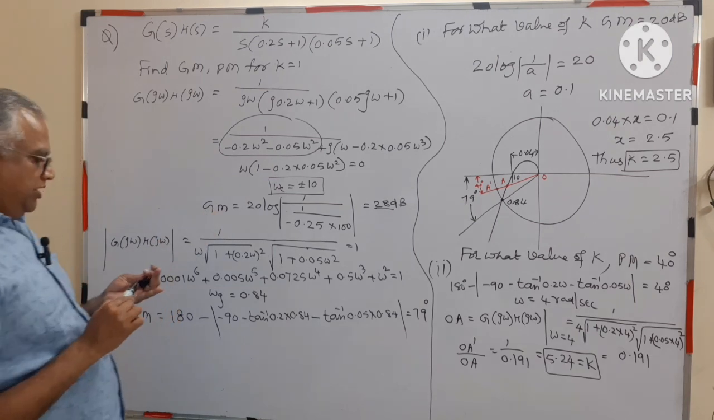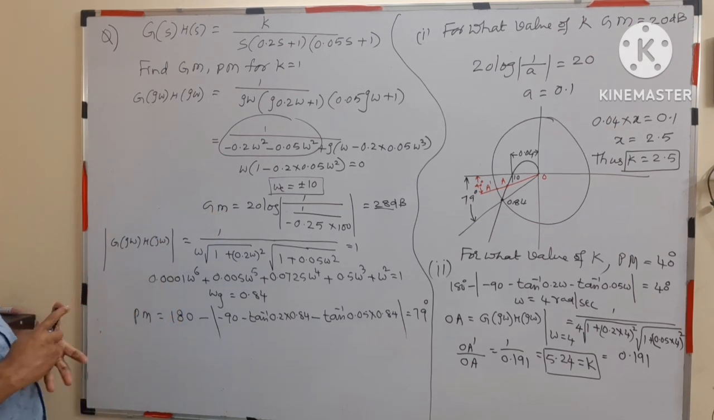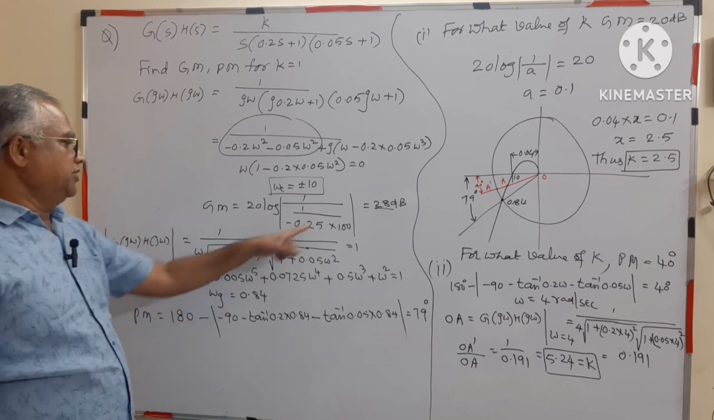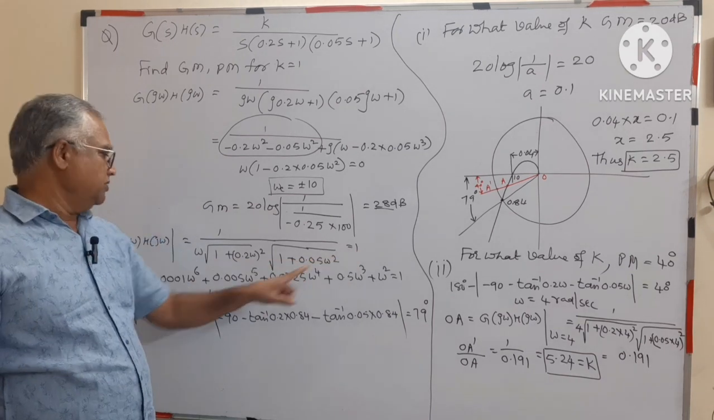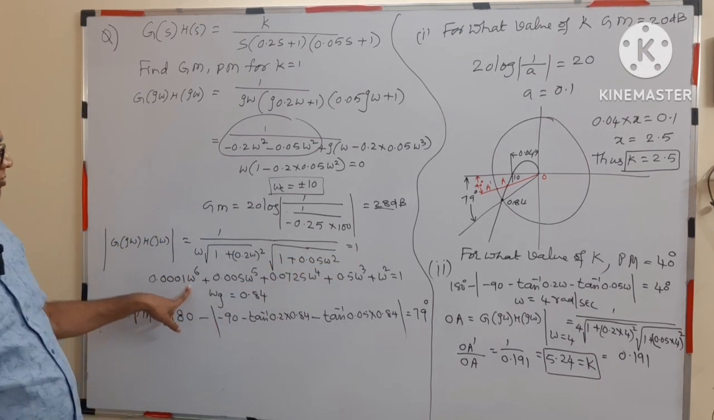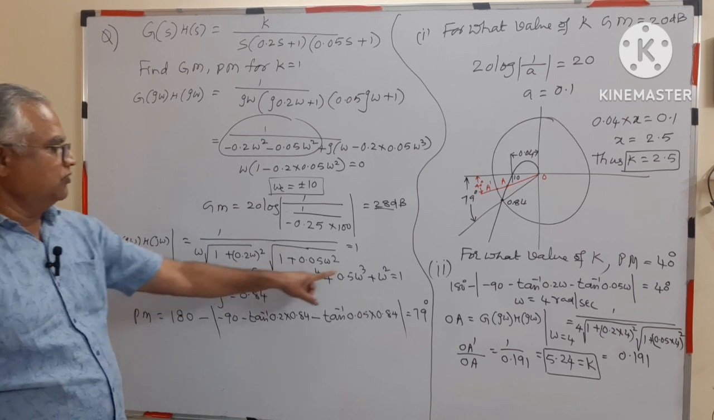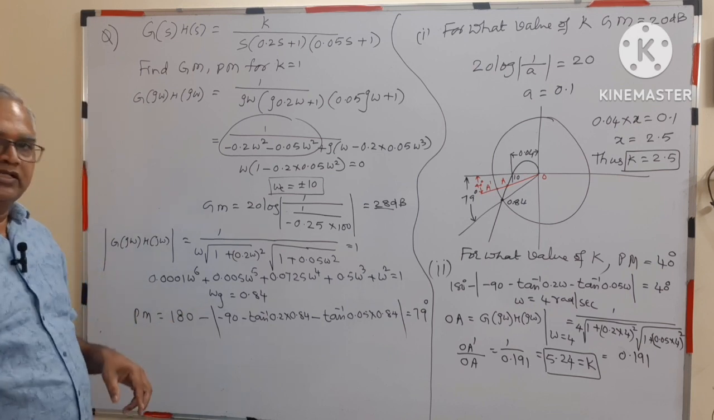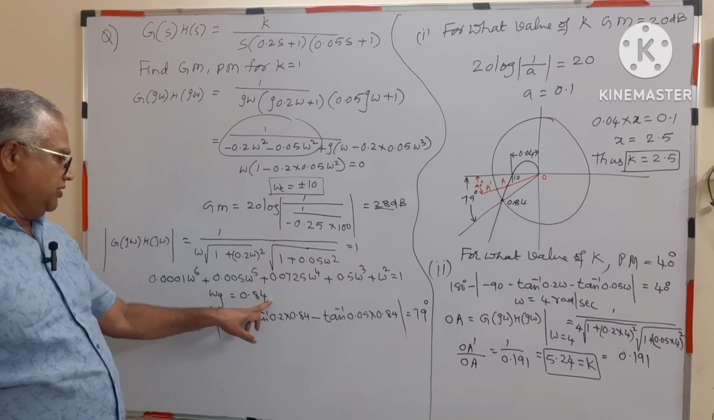So this is how we got the gain margin. Then to find phase margin, what we need? Omega g. How do you find omega g? This magnitude is equated to 1, and a 6th order polynomial is coming: 6th, 5, 4, 3, 2 equal to 1. Use bisection method, solve for omega g.